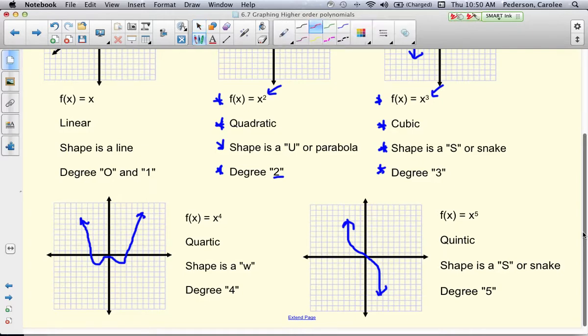The next graph is what we call the quartic function. The function looks like f of x equals x raised to the fourth power. We call it a quartic function. Its shape is a W, or it could also be the letter M, depending if it opens down. The degree is 4, because the highest term, its power, is 4. So if you did have an M, the graph would look something more like this.